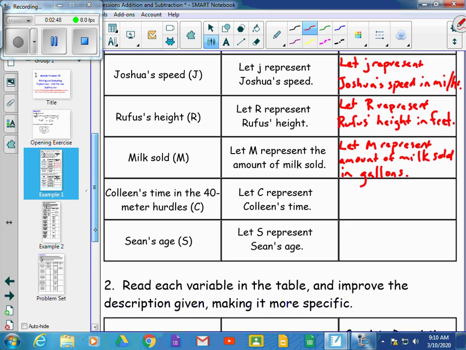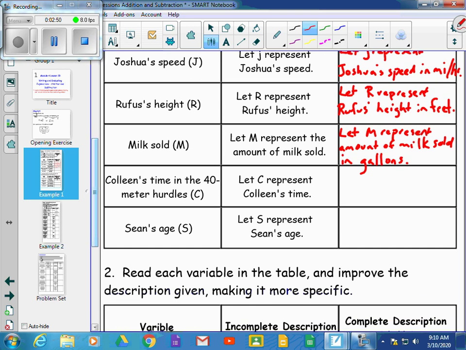Colleen's time in the 40-meter hurdles, they say C. And then it says let C represent Colleen's time. But it would be better if we would include units. We said let C represent Colleen's time in seconds. And seconds would be the best units there because we're talking about a 40-meter race. It's not very far.